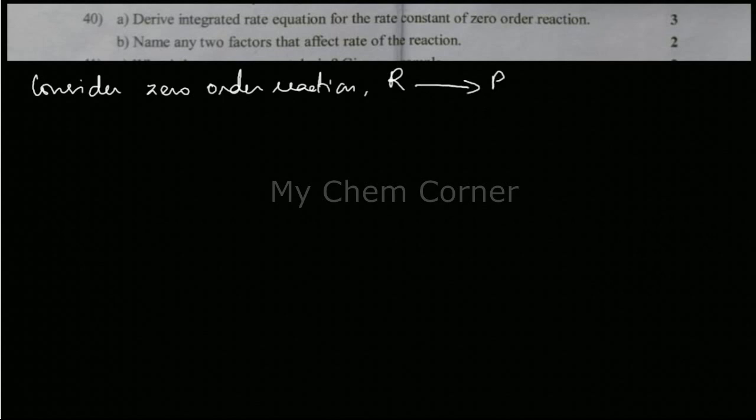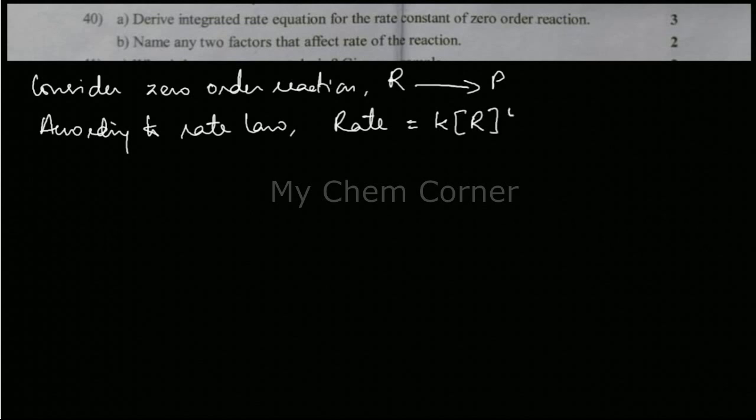Now here you can say according to rate law, a rate is equal to K R to the power 0. This is because it is a zero order reaction. Therefore, we can say that a rate is equal to K, because anything to the power 0 is 1.